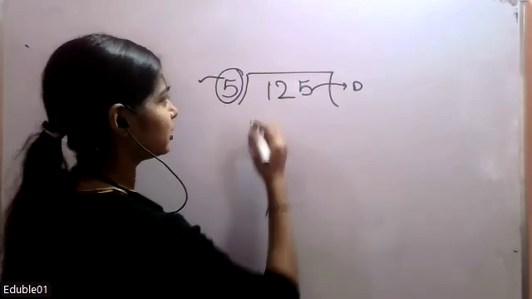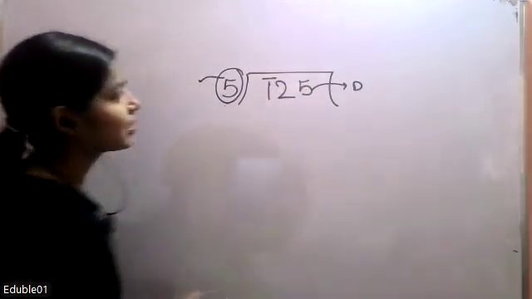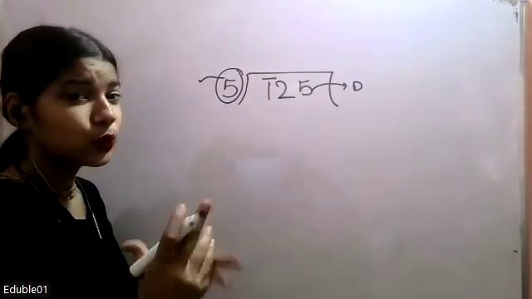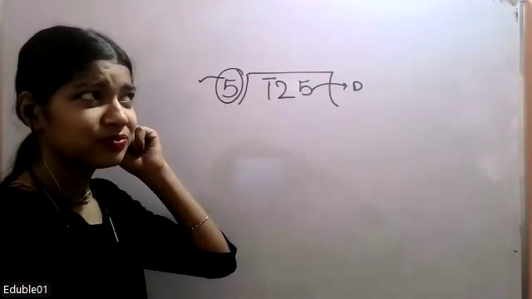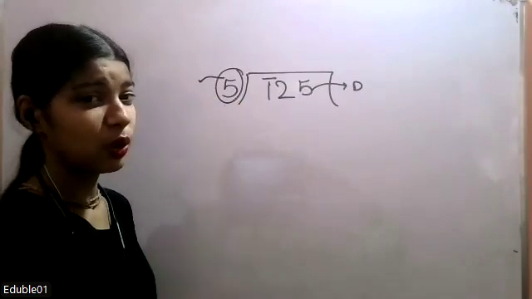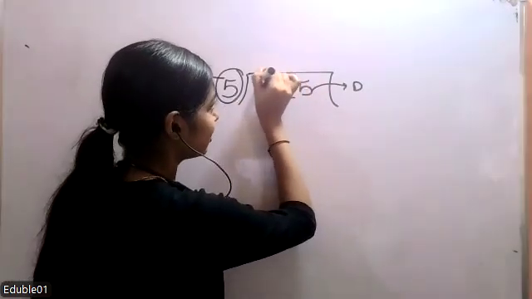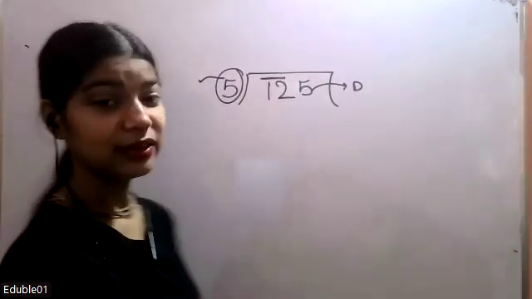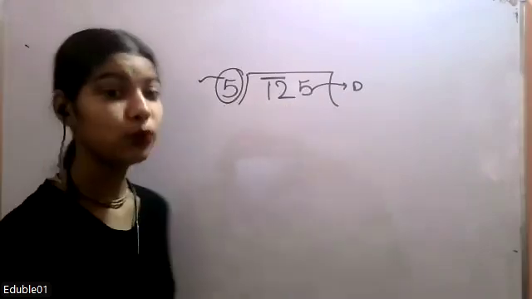Now we have to see the first number. What is the first number, kids? This 1. So we have to see, is there any 1 in the table of 5? Come on, do it with me. Is it in the table of 5? No. So we have to take 2 numbers. That is 1 and 2, 12. So is there any number 12 in the table of 5?